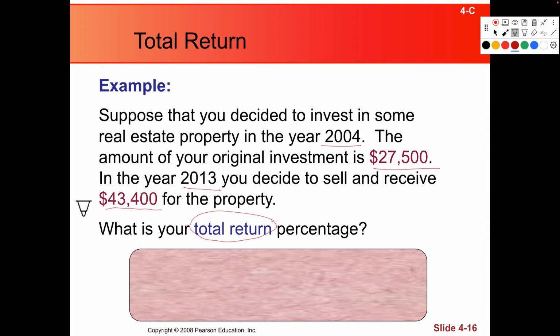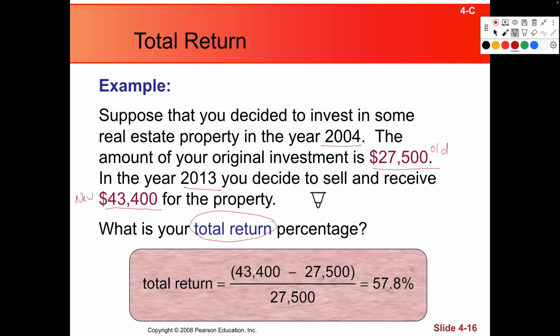Again, this is the new or the future value. This is the old. So we've got the new minus the old divided by the old times 100. They don't show that in here, but you put the times 100, and you'll get a total return of 57.8%. There'll be one like this in the quiz and in the homework, so we'll do that. So total return is the one type of formula you're going to want to have.